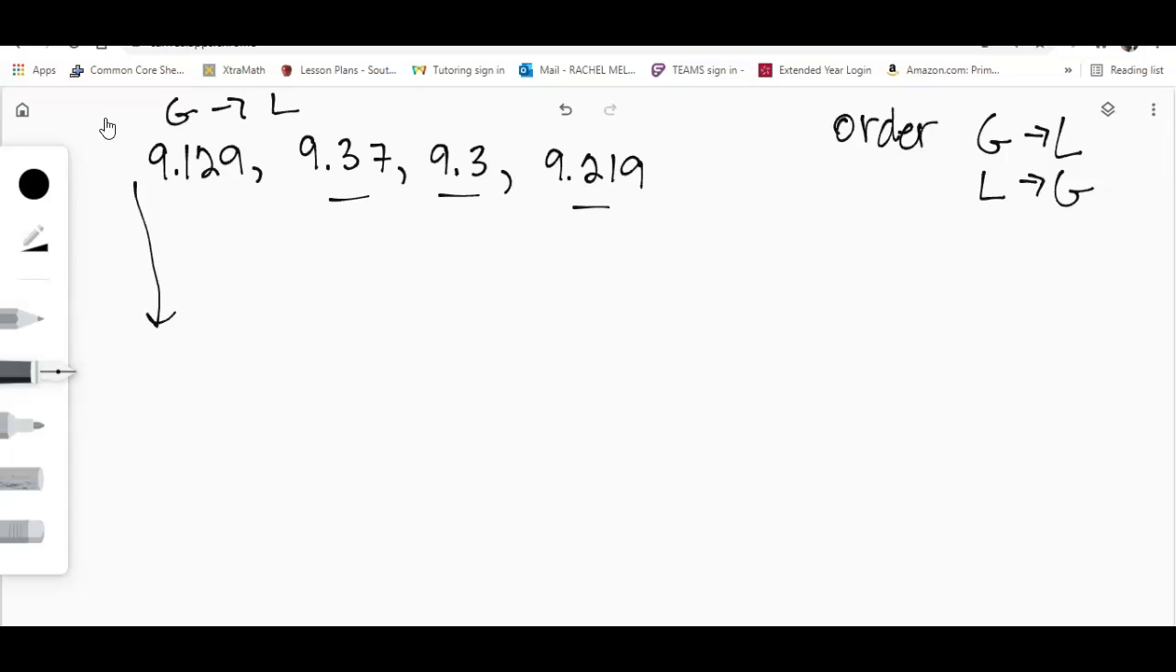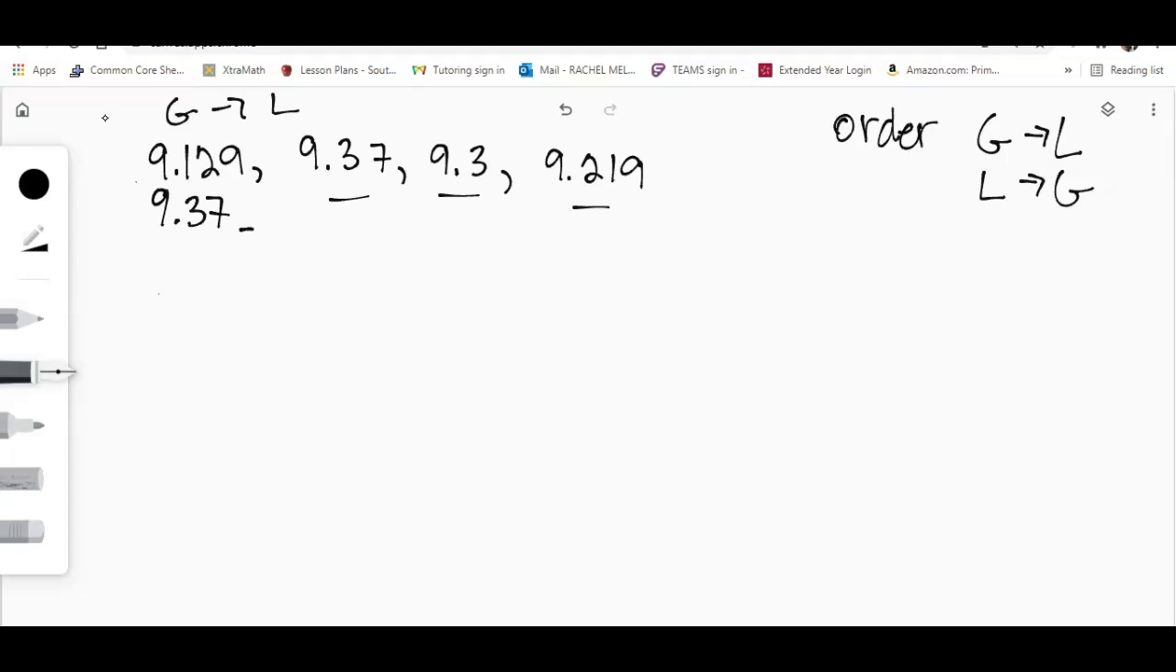Okay, so that I have them all on top of each other, making sure that I pay attention to the place values. So this is 9 and 37 hundredths. Okay, now notice there is no place here in the thousandths.